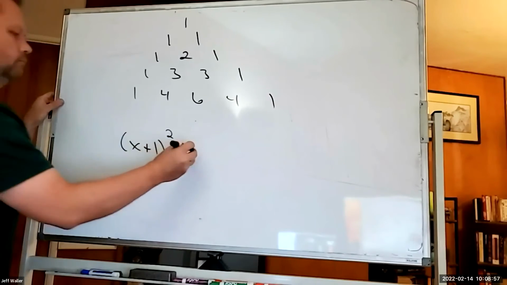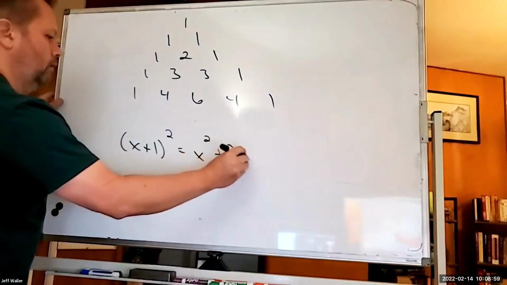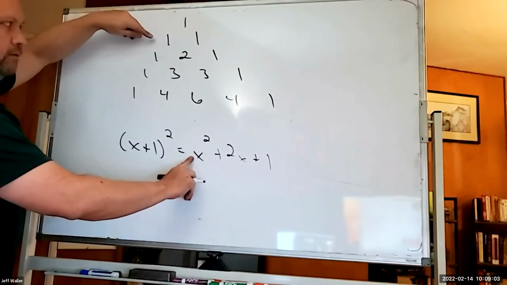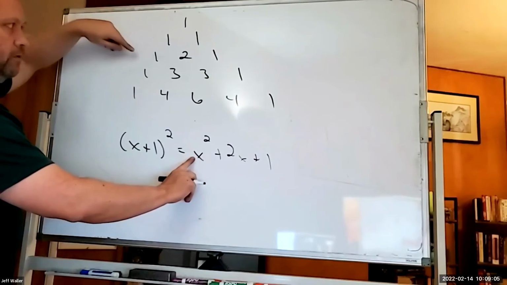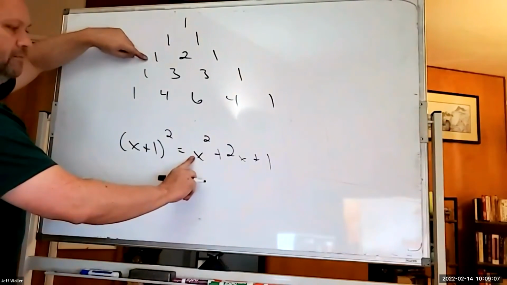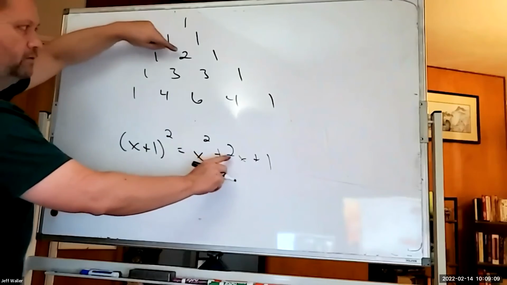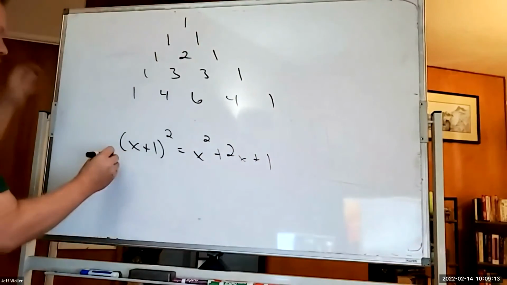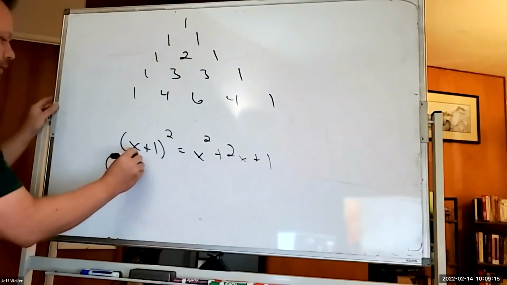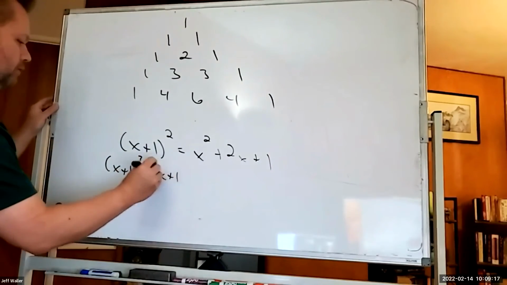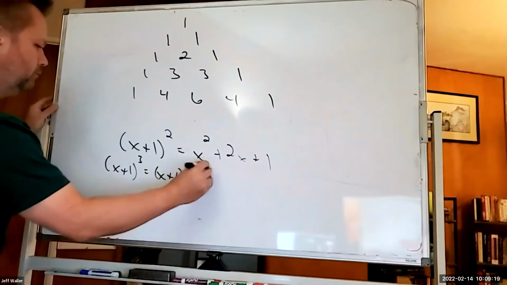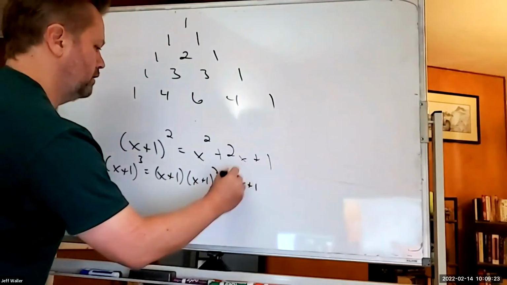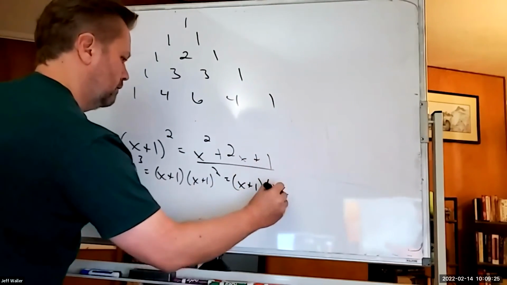X squared plus 2x plus 1. What are the coefficients? 1, 2, and 1. There's a 1 here, 2, 1. Now, if I were to do this, real quick, stay with me. Isn't this just x plus 1 times x plus 1 squared, right? Isn't that just x plus 1 times this thing?